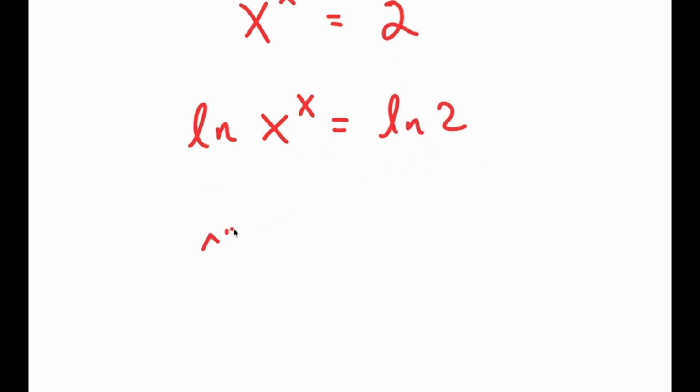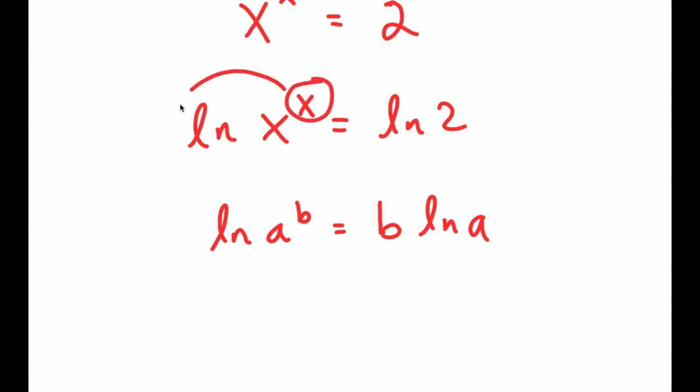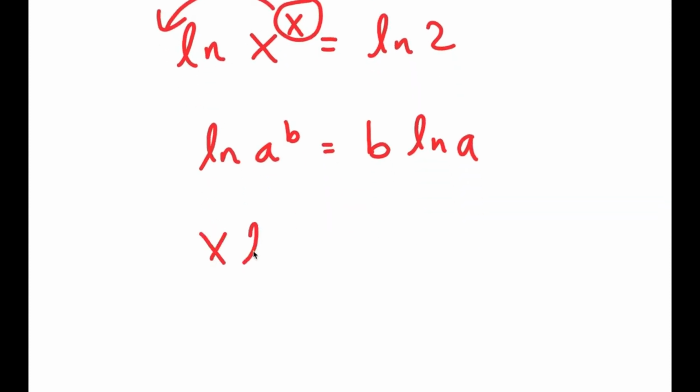Now, if I have something in the form ln of a to the power of b, this is equal to b times ln a. So I have ln of x to the power of x, and I can move x to the front. So now I get x times ln x is equal to ln 2.